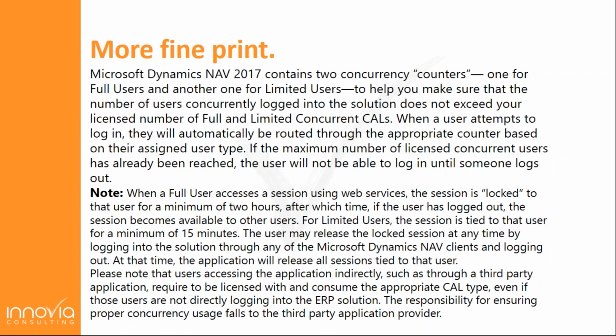And again, the last part of that slide: users accessing the application indirectly through a third-party app do require to be licensed and using the appropriate CAL type. And Microsoft puts the responsibility for ensuring concurrency usage on the third-party application provider. So they're trying to say, if you figure out a way to outsmart us and we catch you, ultimately, we're going to put that back on you, as it's your responsibility to make sure that your system is licensed or is accessing our system correctly.